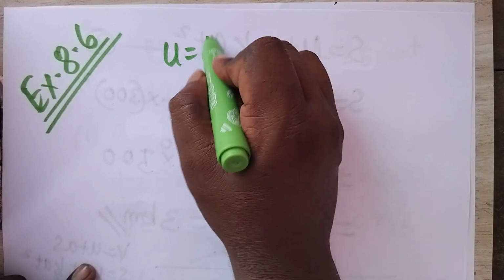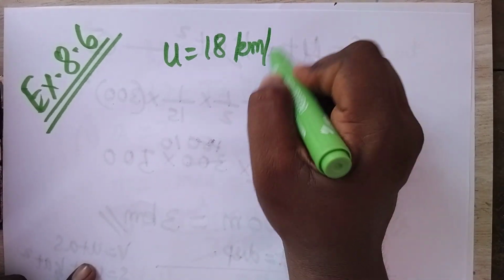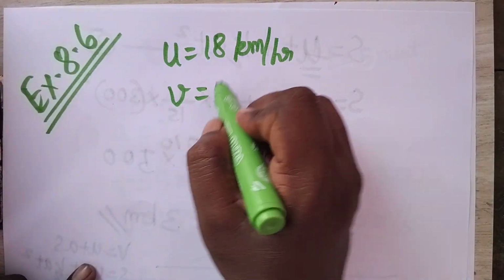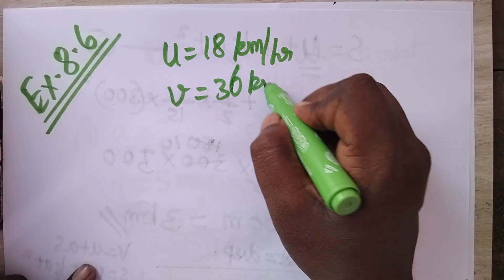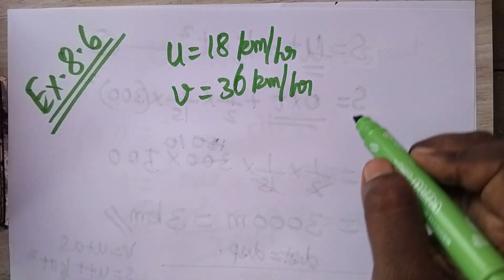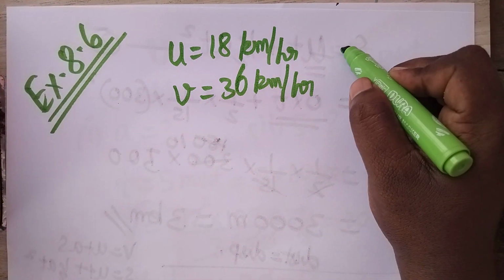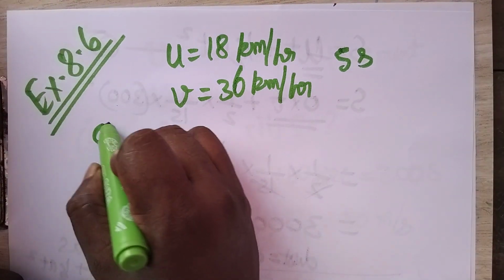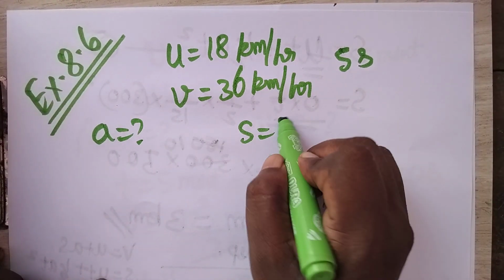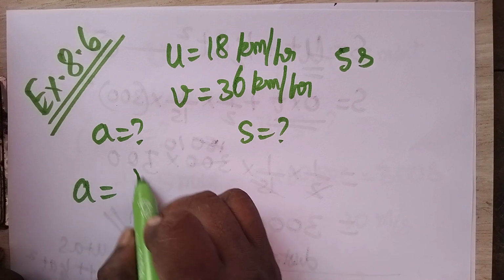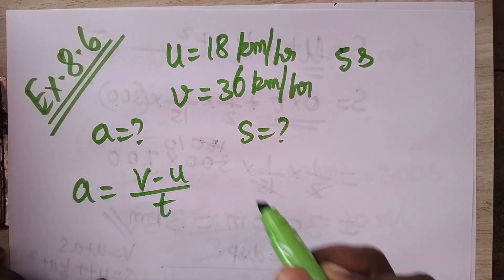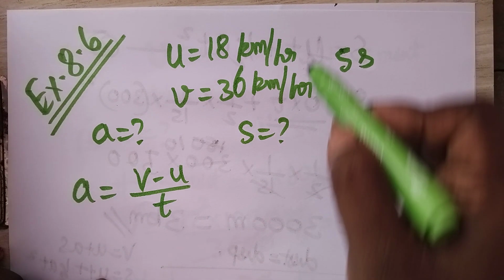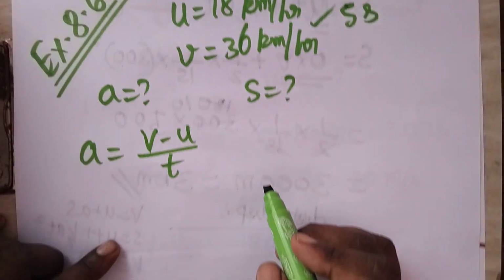What is the initial velocity? 18 kilometer per hour. What is the final velocity? 36 kilometer per hour. What is the time taken? 5 seconds. What is the question asked? Acceleration and displacement. First we will do acceleration. Acceleration is equal to V minus U divided by T. Before starting the problem, what we have to do? We have to convert both into SI unit.